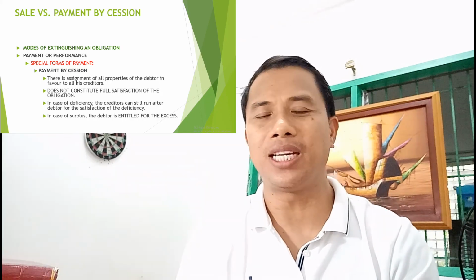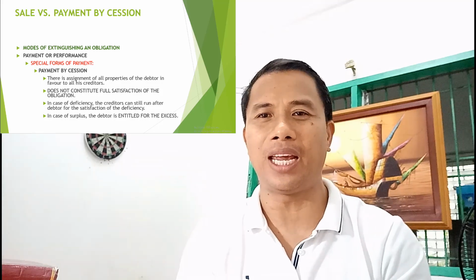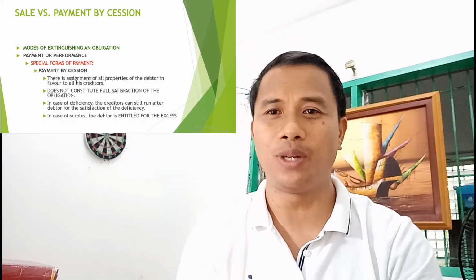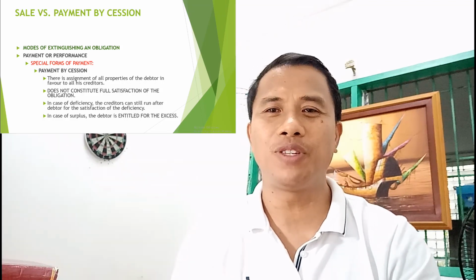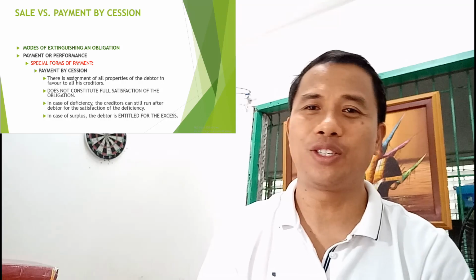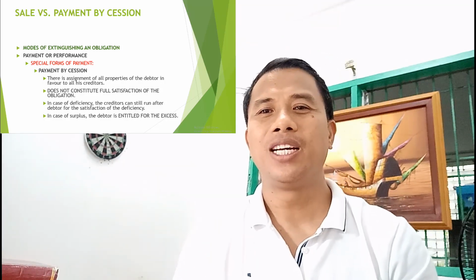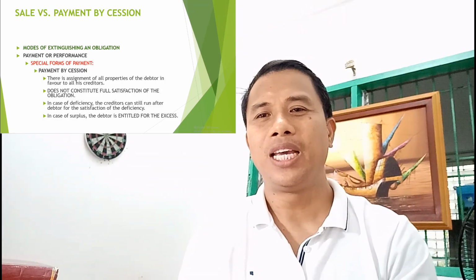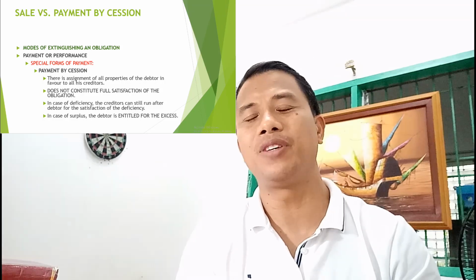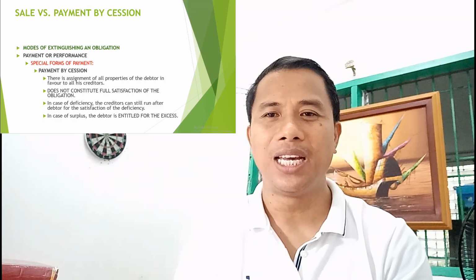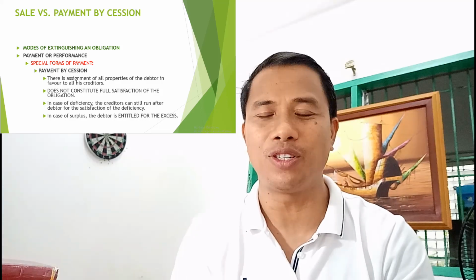Now, since the debtor abandons the property or assigns the property to the creditor, does it create a transfer of ownership? The answer is no. What the debtor did is just to assign it to the creditor without transferring ownership. Will it constitute full satisfaction of the obligation? The answer is no, because the act of abandoning or assigning by the debtor to the creditor is for the purpose of the creditor selling the property, not for the purpose of full satisfaction of the obligation or transfer of ownership.